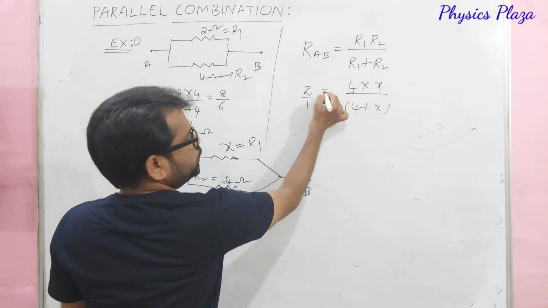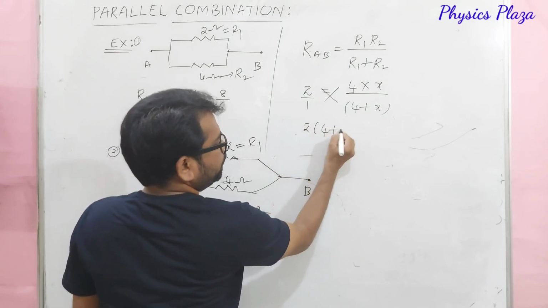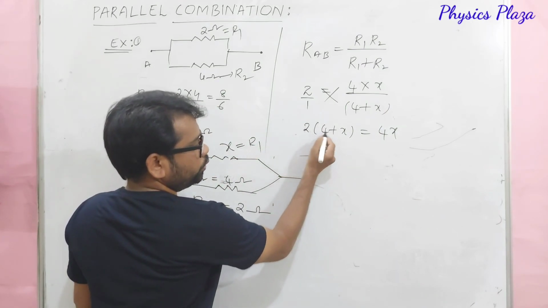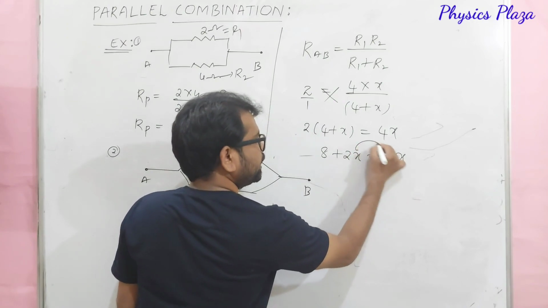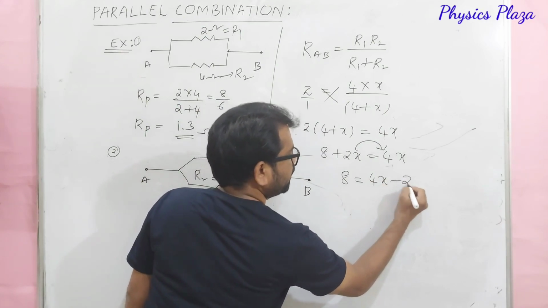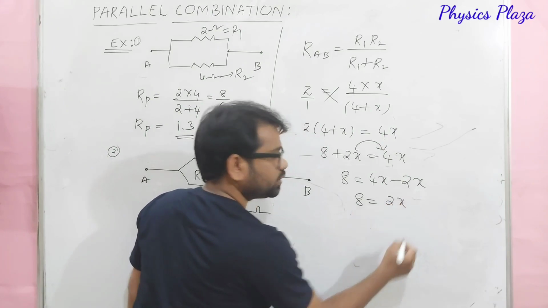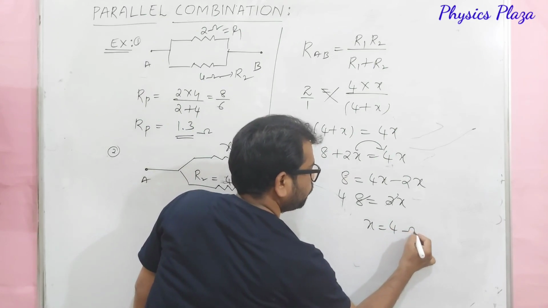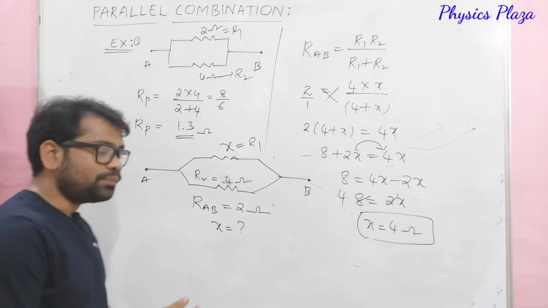So it will be 2 by 1; do the cross multiplication here. Then 2 into 4 plus X is equal to 4X. So 2 into 4 is 8 plus 2X is equal to 4X. Take this 2X to the right side, then 8 is equal to 4X minus 2X, so 8 is equal to 2X. So X is equal to 4 ohm. So this is how actually we can calculate the resistance.